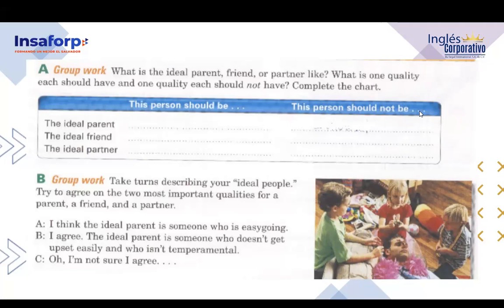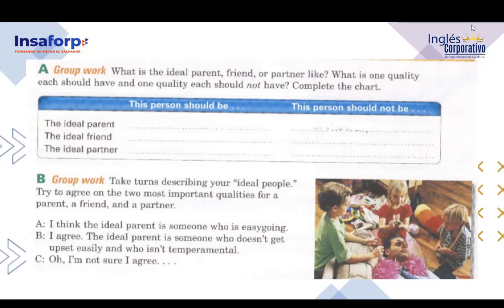All right. So I'm going to be asking you for the three things there. Like, this person should be and this person shouldn't be. So for you, how should the ideal parent be? I think my ideal parent should be a person that is supportive with the kids. Okay, very good, excellent. And this person shouldn't be? Shouldn't be temperamental for me. Temperamental, all right, very good, excellent, thank you.